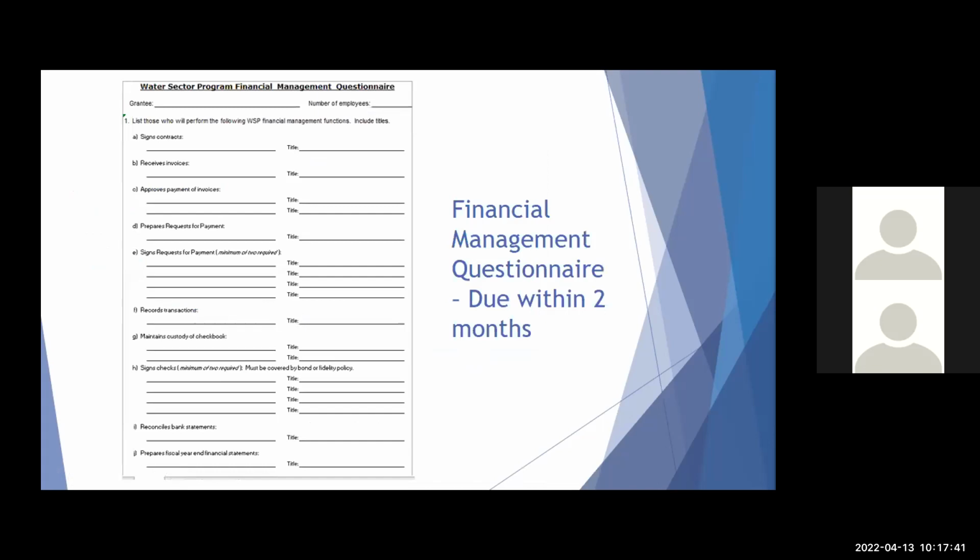The next document we're going to go over is your financial management questionnaire. This document is going to establish who is doing what in the steps of your financial management process. You're going to enter your grantee name and how many employees you have. You're going to identify who is signing contracts and their title, who's going to receive invoices for the project, who is going to be approving payments for the project, and that needs to agree with who you identified on your authorized signature card as well.